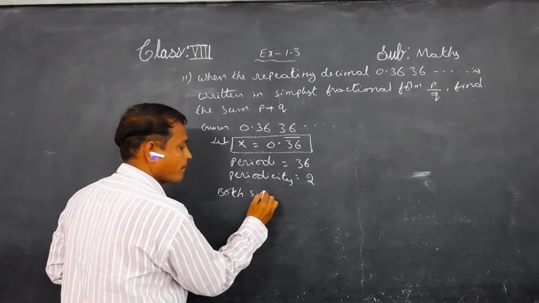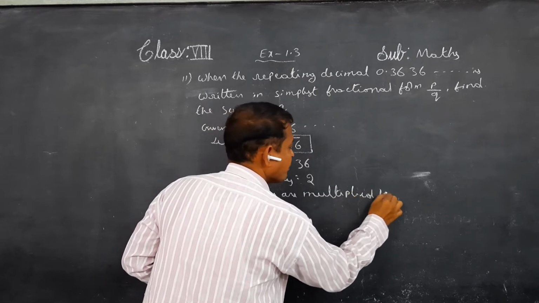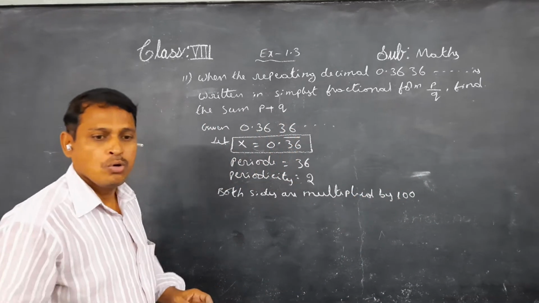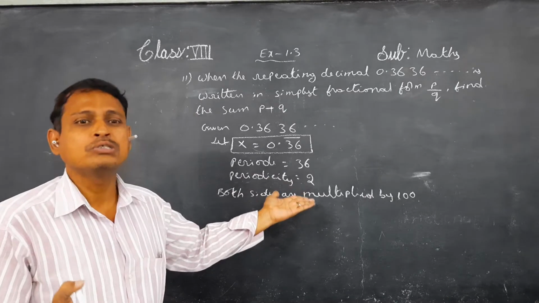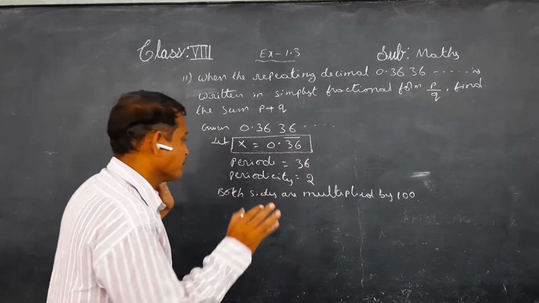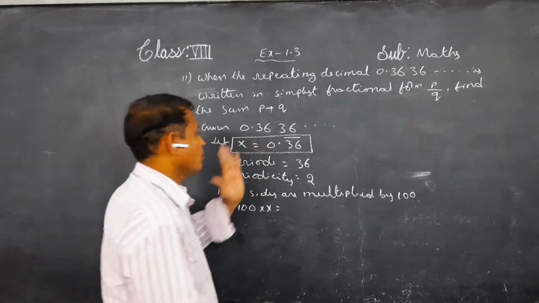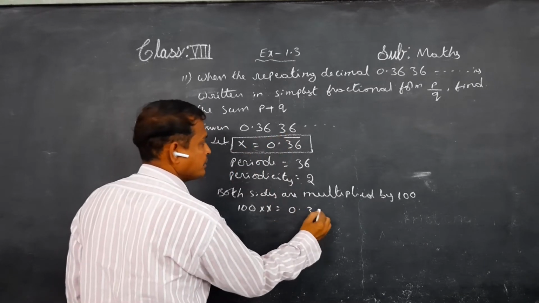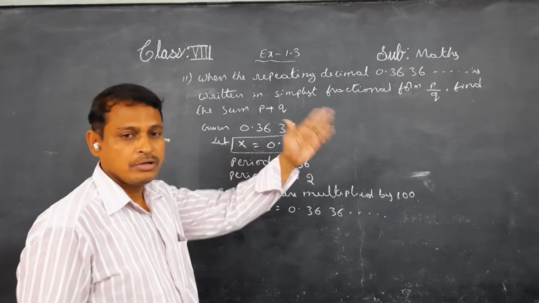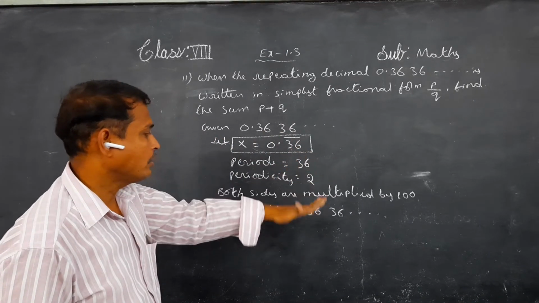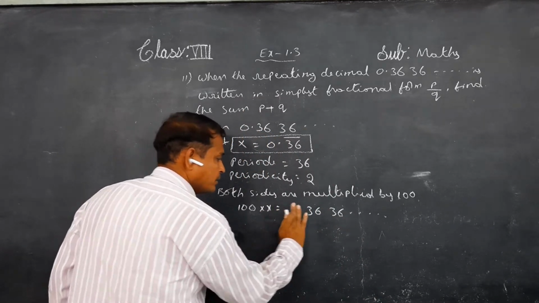Both sides are multiplied by 100. Why? Because the periodicity value is 2, so we should multiply by 100. Okay, children. So in the given question, 100 into x, 100x. This is 0.36 again 36 again, so on, with the bar. We write 0.3636 and so on, but we should multiply by 100, children.